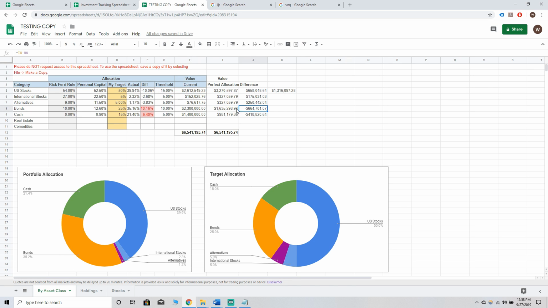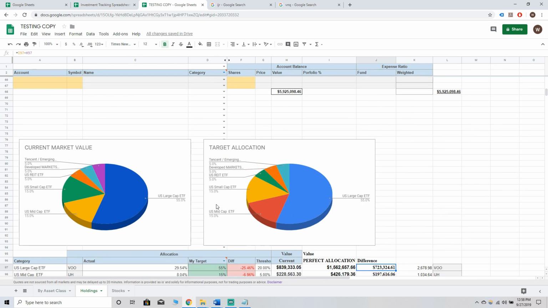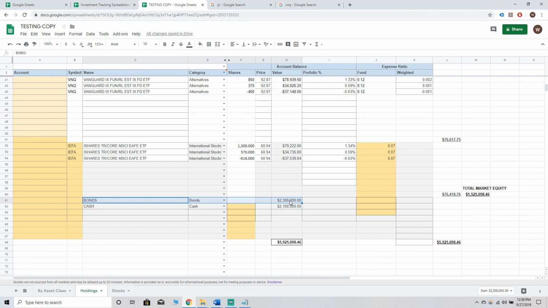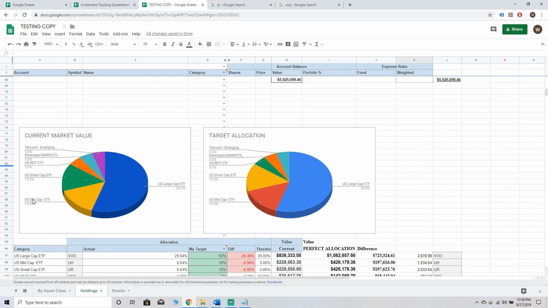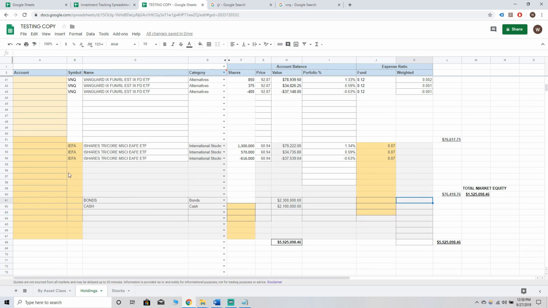In terms of your bonds, same thing. Look at the difference. So we need to sell 660,000 because we're at 35% and we should be at 25%. So you go into your holdings and you either sell your bonds or you sell your bond ETF, which could be placed within this pie chart as well. But for this example, we're just going to minus it. So we're going to minus 660,000.